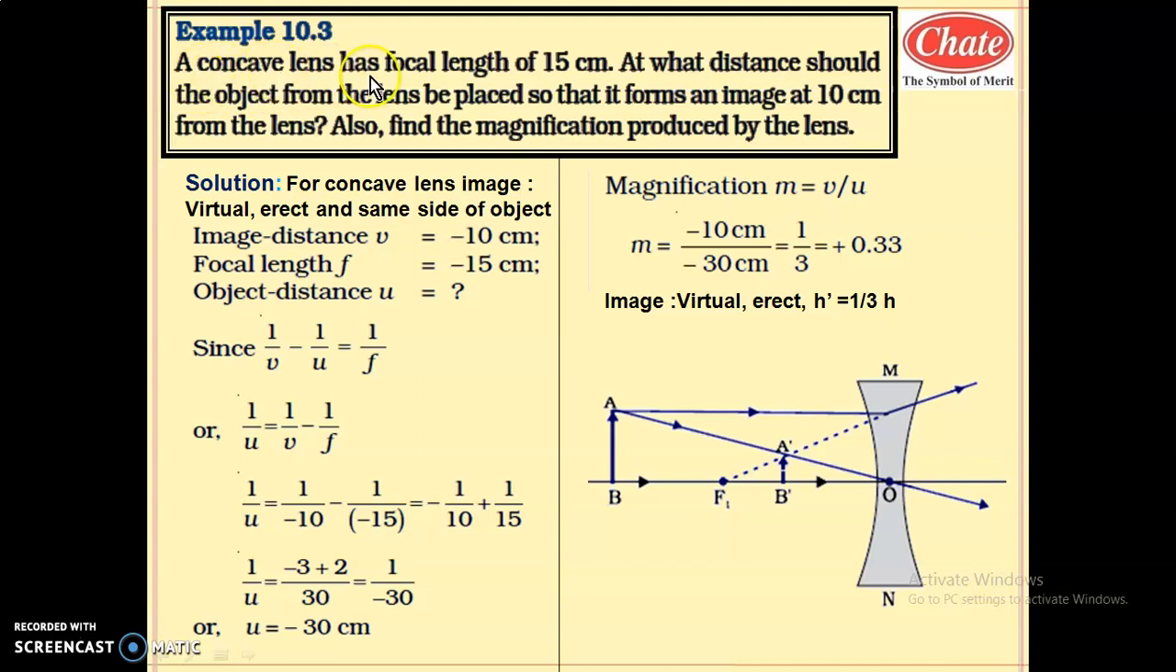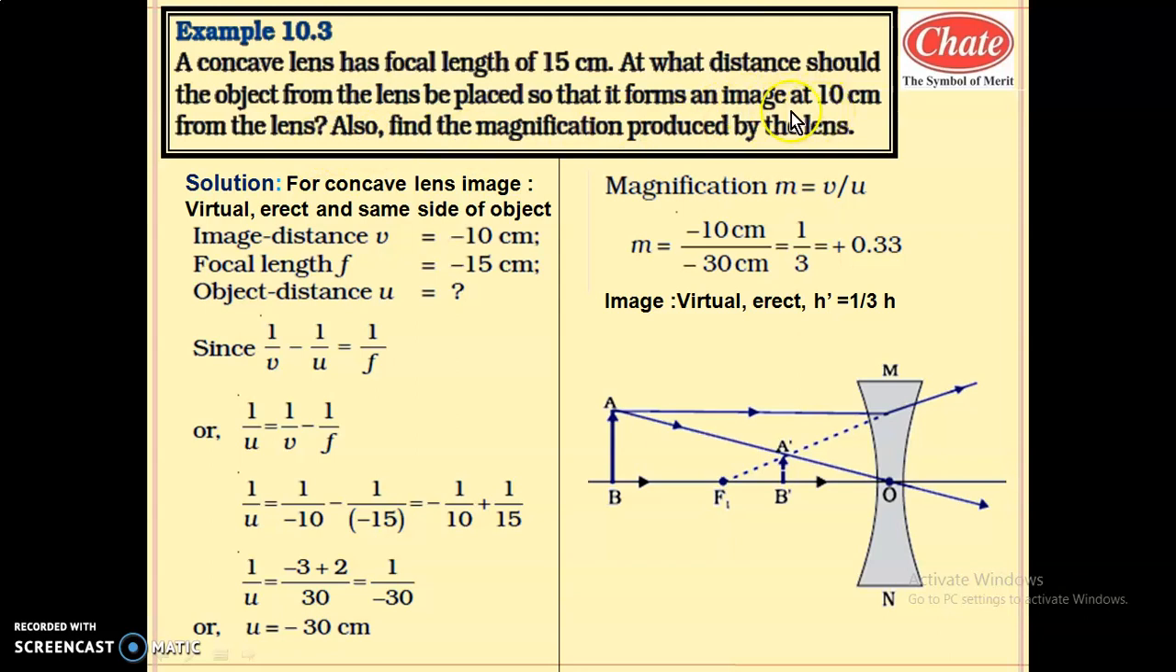A concave lens has focal length 15 centimeter. As the word concave means, the focal length is negative. So it is f is minus 15 centimeter. At what distance should the object from the lens be placed? So here you have to find the u where the object is placed so that it forms an image at 10 centimeter from the lens.